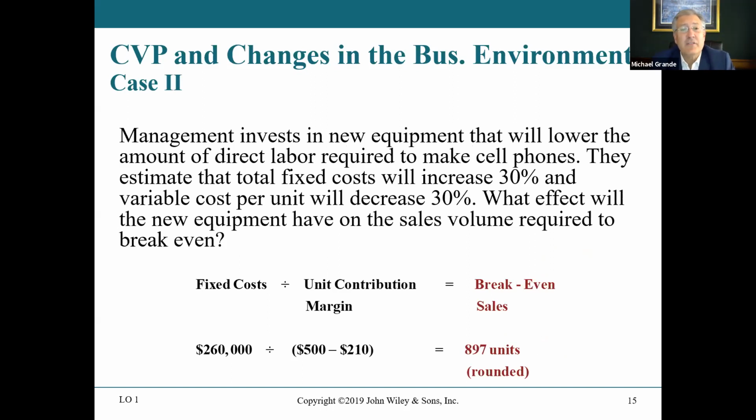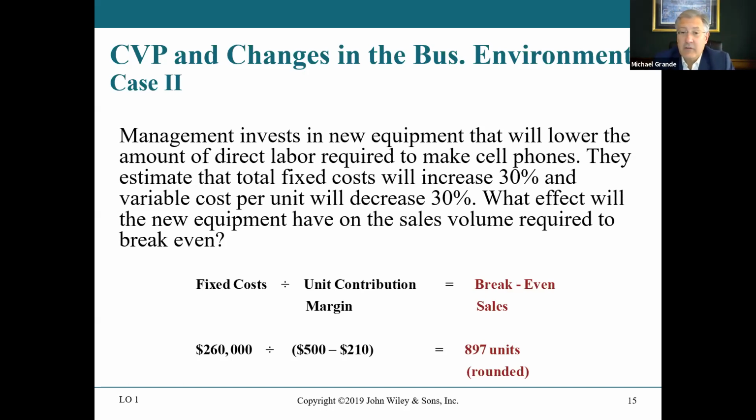Here's scenario number 2. Management invests in new equipment that will lower the amount of direct labor required to make cell phones. So that's a variable cost, right? Direct labor. They estimate that total fixed costs will increase. So variable costs are going to go down, fixed costs are going to go up. The variable cost per unit will decrease by 30%. Fixed costs go up by 30%, variable costs go down by 30%. What effect will the new equipment have on the sales volume required to break even?